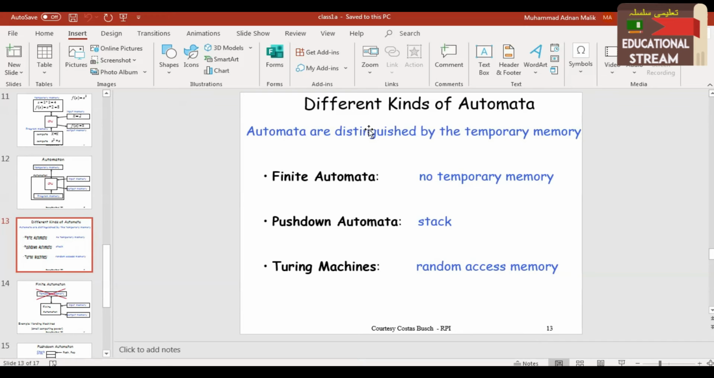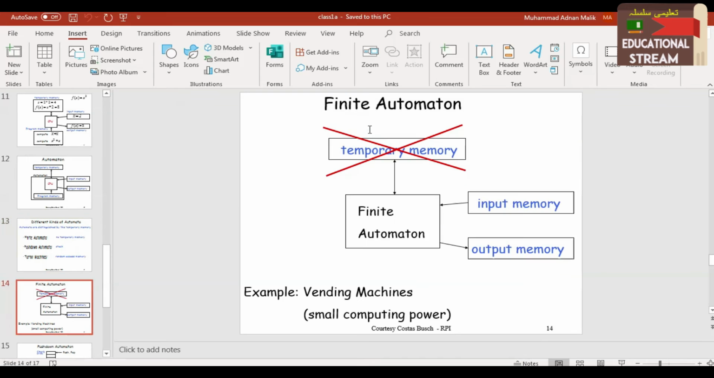So these are the different types of automata. Automata are distinguished by the temporary memory. Number 1 is finite automata. There is no temporary memory. Number 2 is pushdown automata. You will have the stack. And number 3 is the Turing machine. You have random access memory.